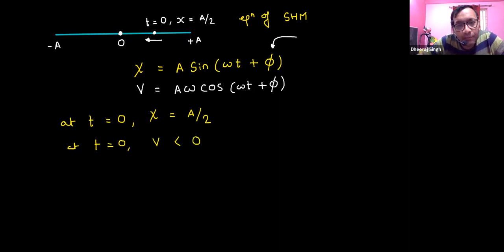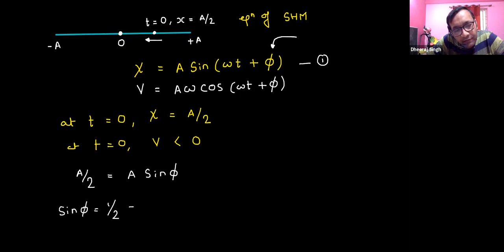Okay. So when you put t equal to 0 in equation number 1, we will get a by 2 equal to a sine of phi. So sine of phi being equal to half tells us that phi is either equal to pi by 6 or 5 pi by 6. Phi should be between 0 and 2 pi. It cannot go beyond 2 pi. Okay. Remember that.